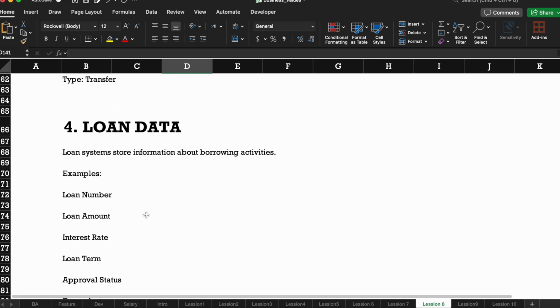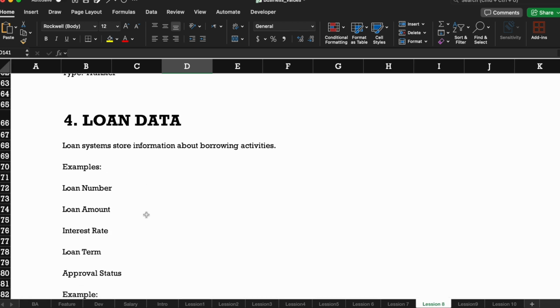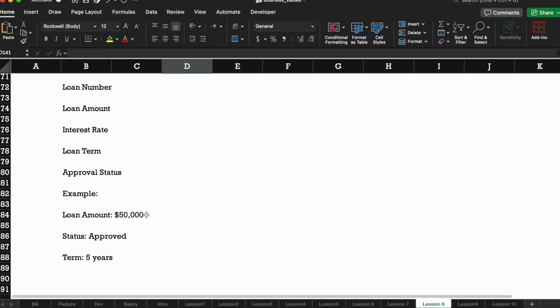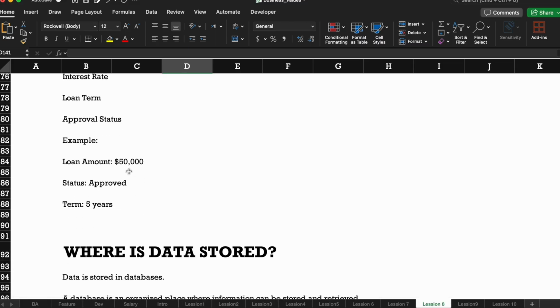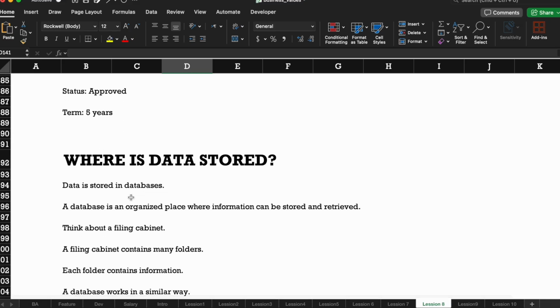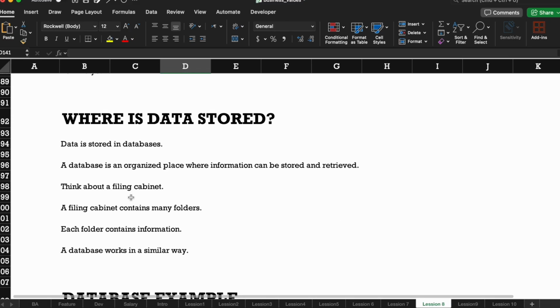Okay, so loan data. A loan system stores information about borrowing activities. For example: loan number, loan amount, interest rate, loan term, approval status. You see this example: loan amount 50,000, loan status approved, term is 5 years. Where is data stored? Data is stored in databases.